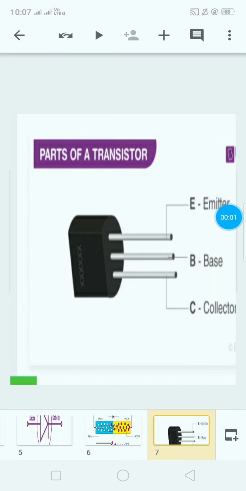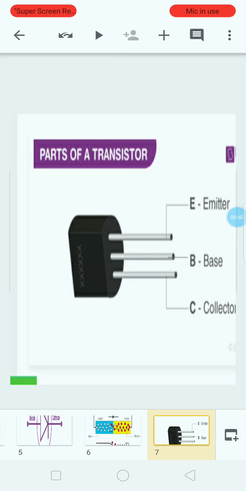Hello students, today we are going to learn about a transistor. A transistor is a type of semiconductor device that can be used to both conduct and insulate electric current or voltage. A transistor basically acts as a switch and an amplifier. In simple words, we can say that a transistor is a miniature device that is used to control or regulate the flow of electronic signals.